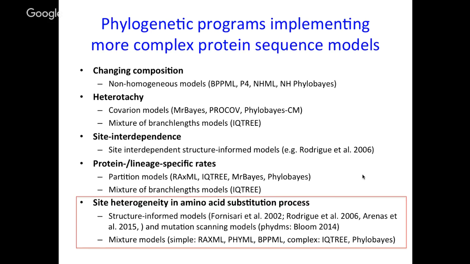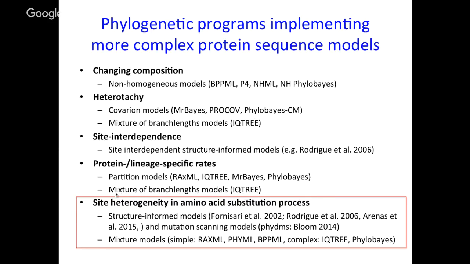And then there are ways of dealing with this issue of different genes having different rates of evolution for different lineages. The so-called partition models that are now widely implemented in different software packages allow you to partition up your data matrix into individual proteins. Or again, this mixture of branch lengths model might actually also accomplish the same feat.